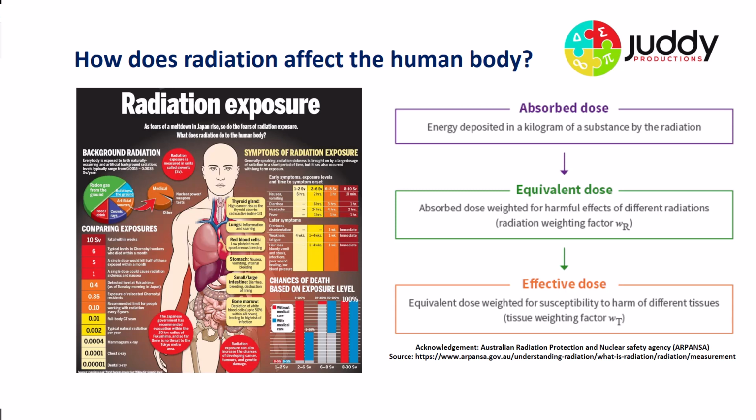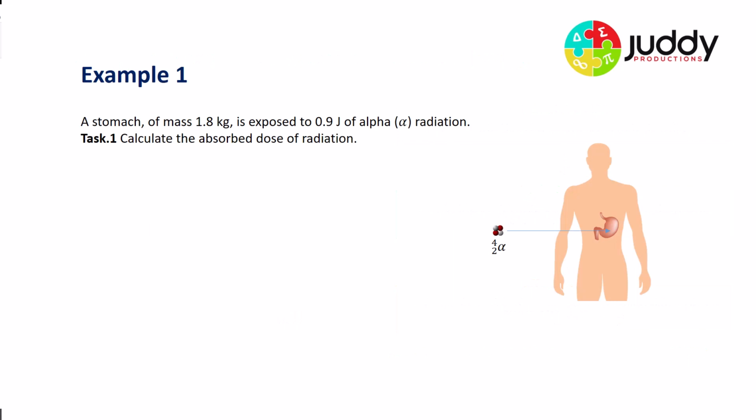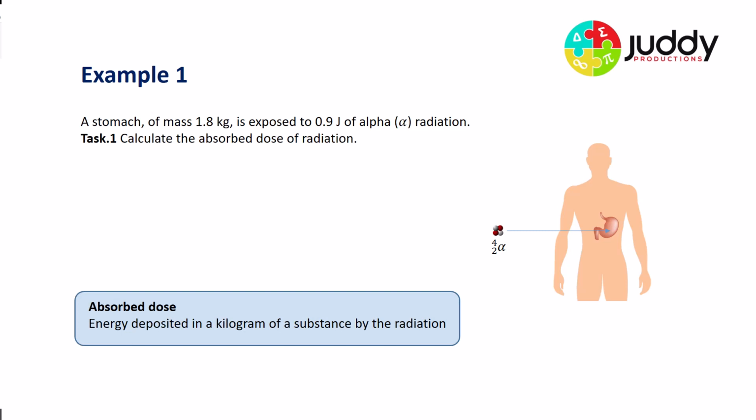Now the questions we're about to look at will all involve absorbed dose, equivalent dose, and effective dose. Example number 1. A stomach of mass 1.8 kilograms is exposed to 0.9 joules of alpha radiation. Task 1, calculate the absorbed dose of radiation. Here's our image. We can see a person's stomach and an alpha particle representing the alpha radiation. Recall, absorbed dose is the energy deposited in a kilogram of substance by the radiation.